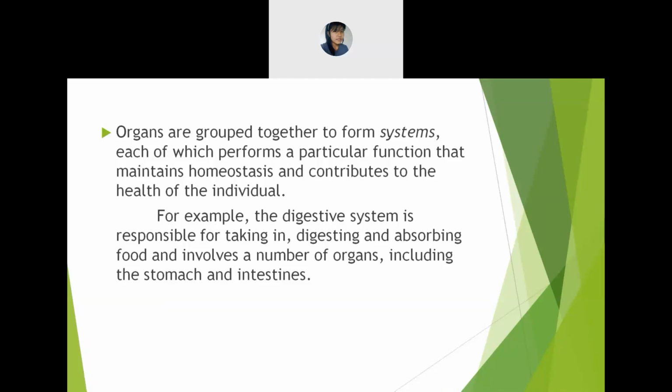Did you understand? Say, for example, the digestive system. What happens in the digestive system? It helps us digest the food which we consume. And not only that, it also involves absorbing the food. The cells absorb it, and it makes our body fit and fine. This includes the stomach, intestines, and so on. So this is about the organs and the system. Did you understand? Yes, ma'am. Okay.